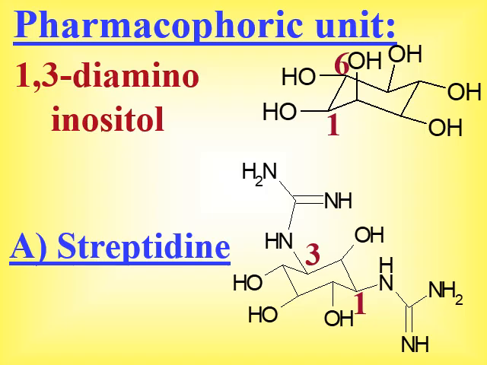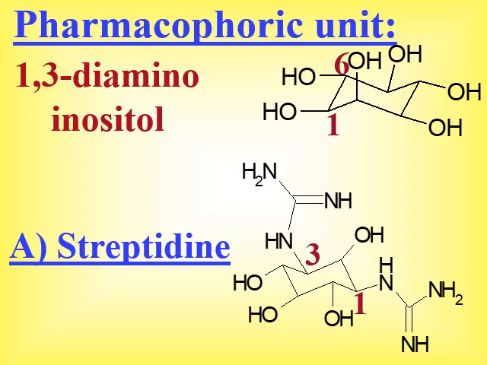As you see here, it is not glucose. Why is it not glucose? Because the ring is all carbon. There is no oxygen in the ring. So inositol, or 1,3-diamino-inositol, is not a sugar. It is all formed of carbon, cyclohexane. There is no oxygen in the ring.